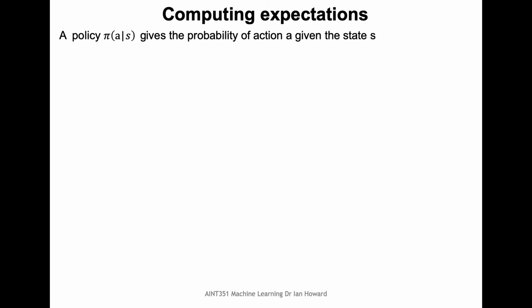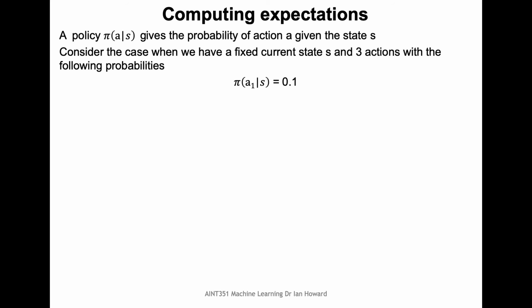And quite often the policy will be stochastic, so there'll be a set of probabilities for different actions, and we're thinking about the case where there's a set of discrete actions. So imagine we're in a state S. We're not talking about any other states, but this particular state is going to be associated with 3 actions, and the probability of taking them we can define in this particular example.